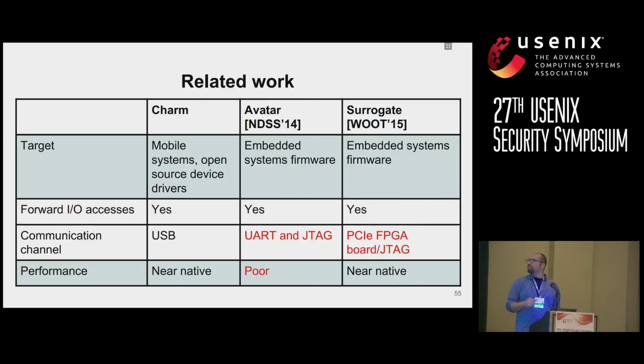And the communication channel is different in our system too. We use normal USB, which is available everywhere. But Avatar used UART and JTAG, which leads to very poor performance. And Surrogate uses a PCI Express FPGA board, which is not available everywhere.